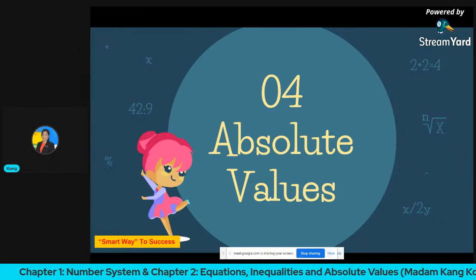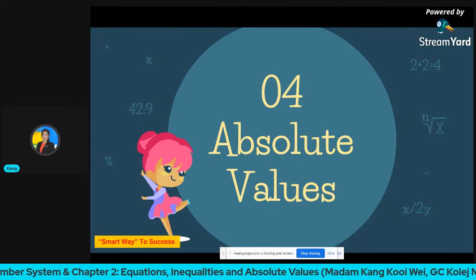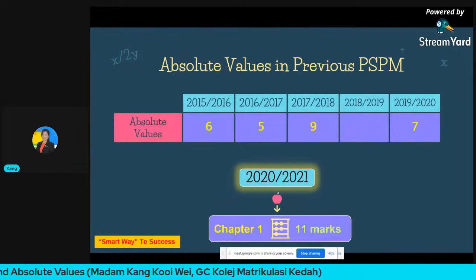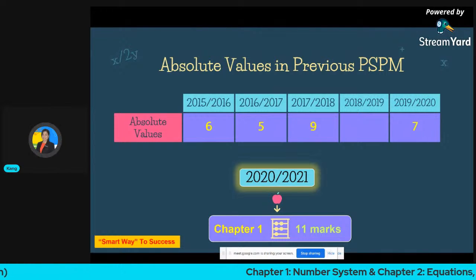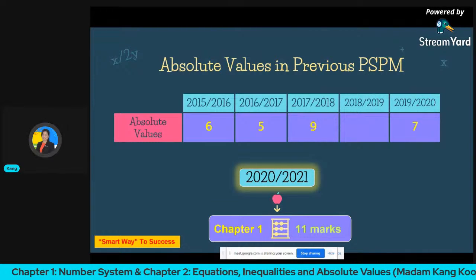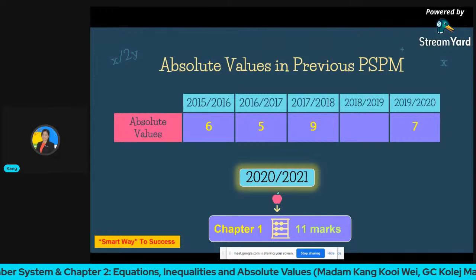Now is the last part for slot 7. It is about absolute values. From the previous PSPM analysis, absolute value comes up almost every year, only 2018 and 2009 rest for 1 year. So we need to pay attention to this part also.